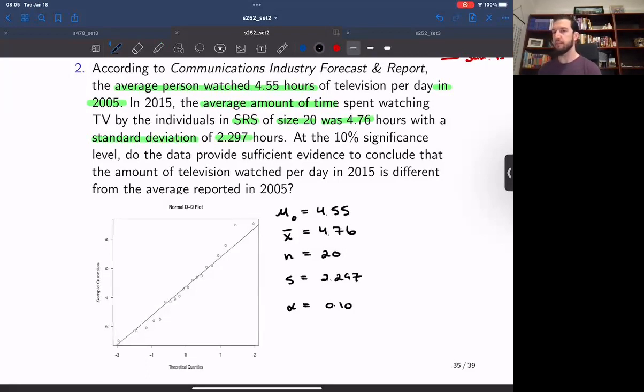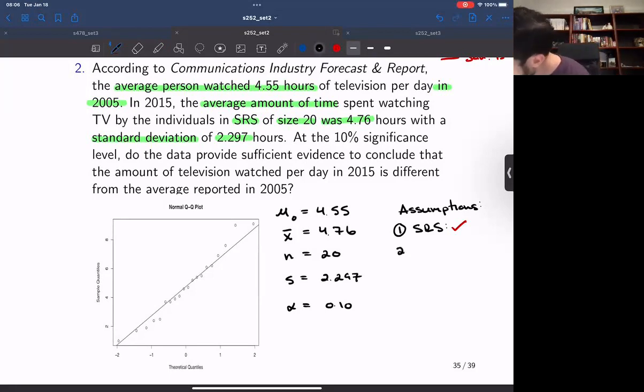All right, let's check the assumptions on this slide, and then we'll run through the test on the second slide. So we have assumptions. So the first assumption is a simple random sample. We'll just give this a little check mark because you can tell in the question it says that we have an SRS. So that is sufficient.